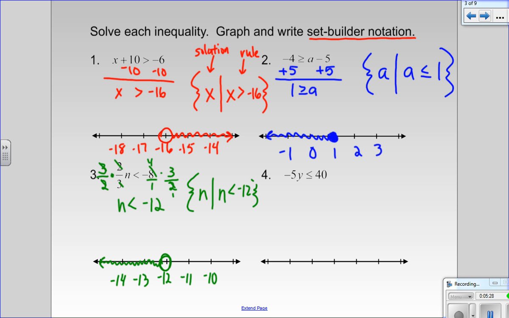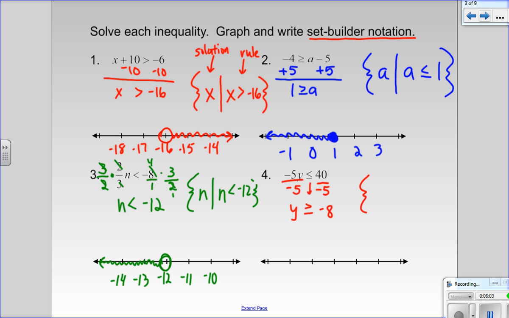And our last one. Here we have negative 5y is less than or equal to 40. In order to isolate our y variable, we need to divide both sides by negative 5. But here's where our special rule for inequality comes into play. If you multiply or divide both sides of an inequality by a negative number, like we did here, you end up needing to flip the sign. So instead of y being less than, y is now greater than or equal to negative 8. You can see the direction of my sign flipped.